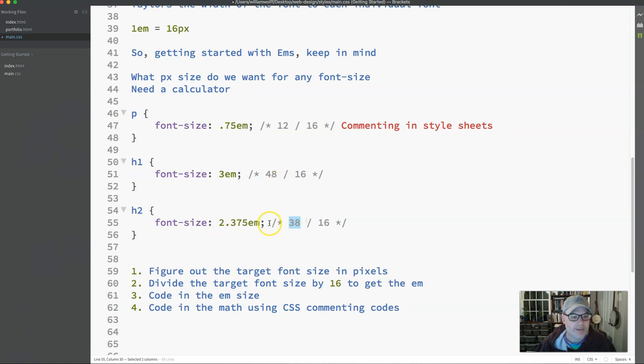And then code in the math. You are required to have the math for all of your font size calculations. It will help you later on. This is part of our clean coding and effective communication, because you are communicating with future versions of yourself. When you're scrolling through your style sheet, which can be hundreds of lines of code, you want to make sure that you know what you were thinking when you coded 3EM or 2.375EM. What does that mean two months from now? Well, that means that you were thinking about a target PX of 38.